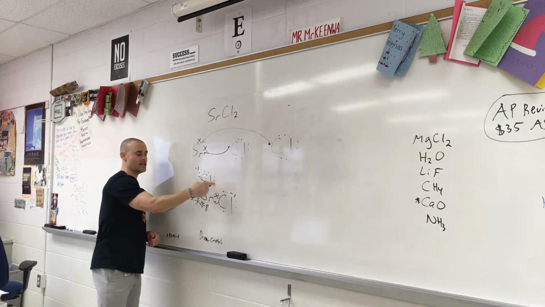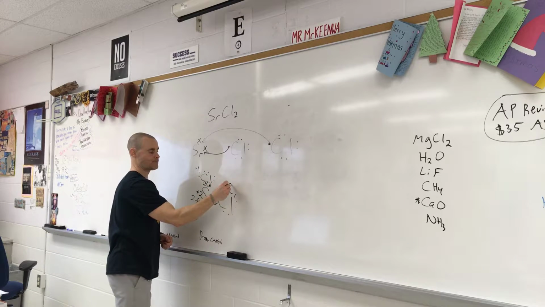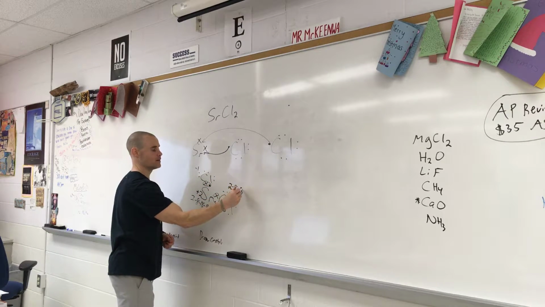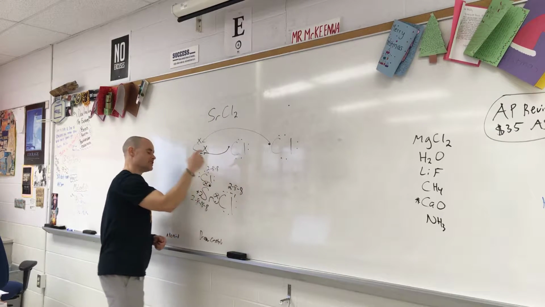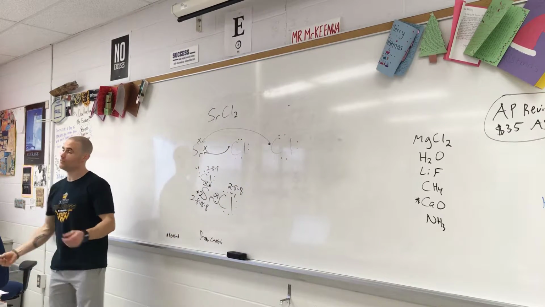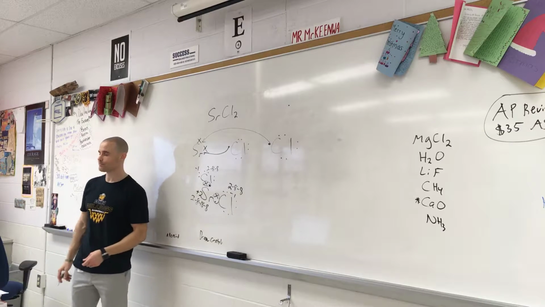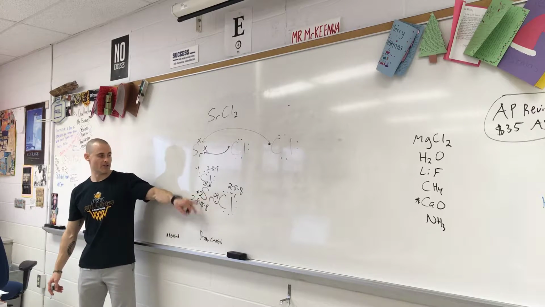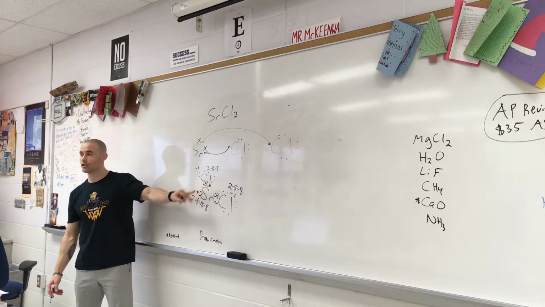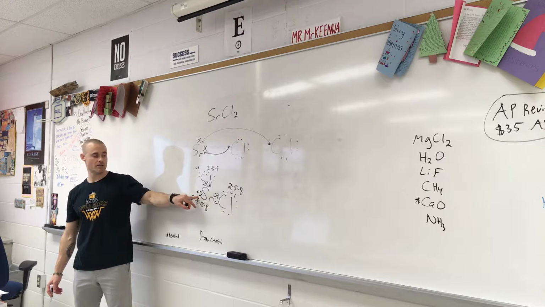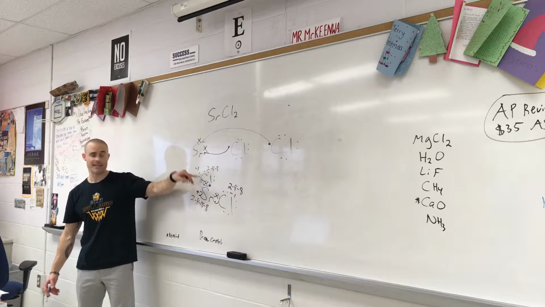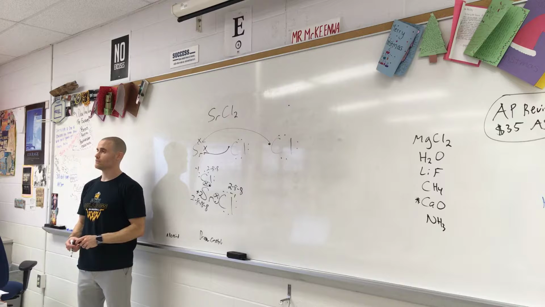What's the configuration of each Cl? 2, 8, 8. Label that. This is exactly what I want you to do on your homework, except you would also write it's ionic. Here are my configurations, there's my dot structure. Don't forget the charges. The charges need to be there.